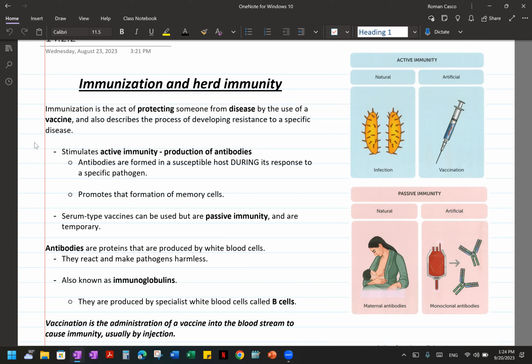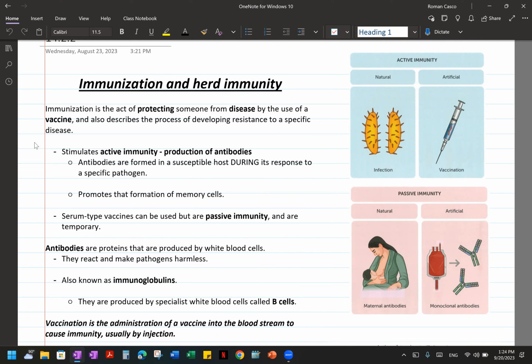So immunization, you're familiar with this term. We've heard it many, many times during COVID. It's basically the process, or the act, of protecting someone from a particular disease, usually through the use of a vaccine. And it also entails the whole process of how you develop resistance to a particular pathogen or disease.